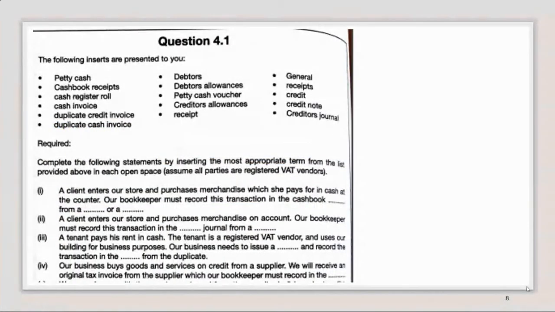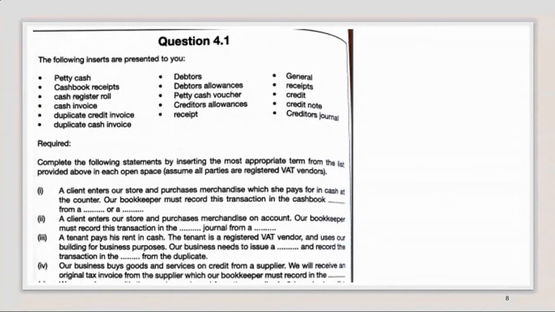Okay, so what we're going to do now is I've broken this exercise into smaller pieces. So we're going to start with this one first, and then we'll do the rest of the question. If you've got a textbook, it is on page 108 in the textbook.